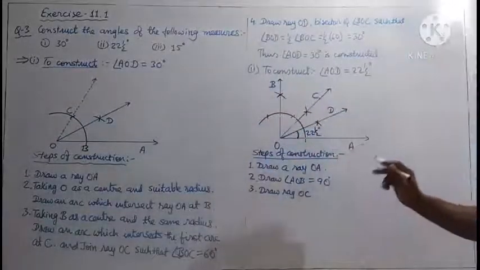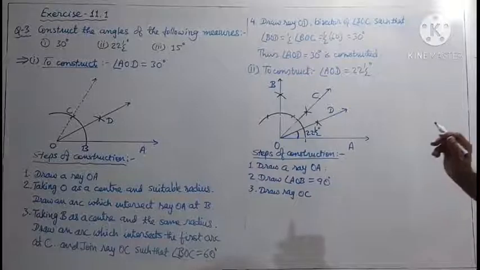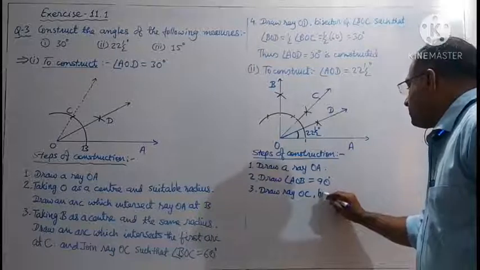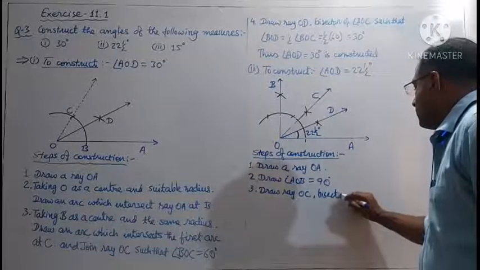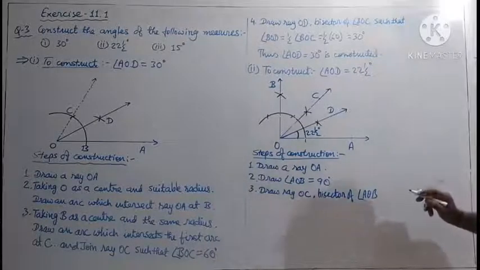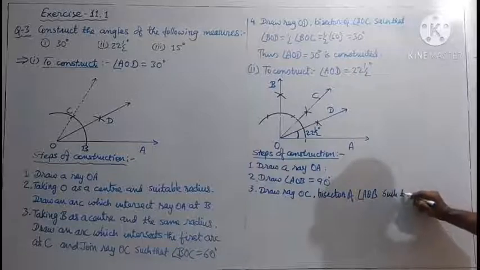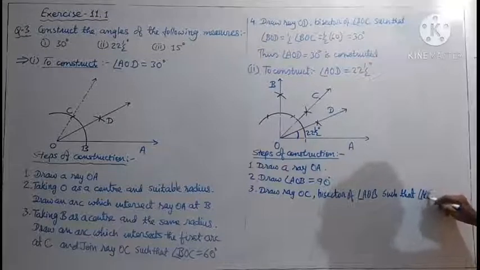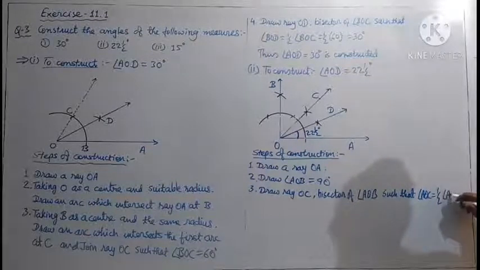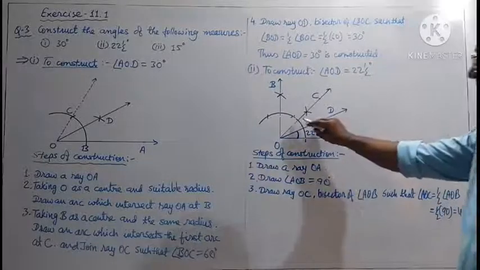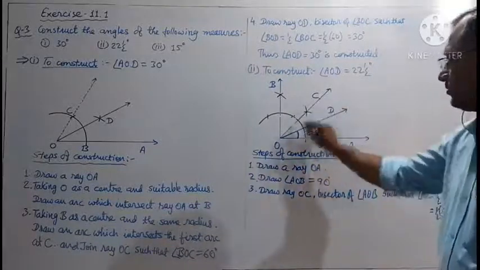Draw ray OC. So what does ray OC do here? It bisects the angle, that is, it is the bisector of angle AOB. When it is the bisector of angle AOB, what happens? Such that angle AOC is half of angle AOB, and that is half of 90, and that is 45 degree. So here now you will get 45 degree, this angle AOC.